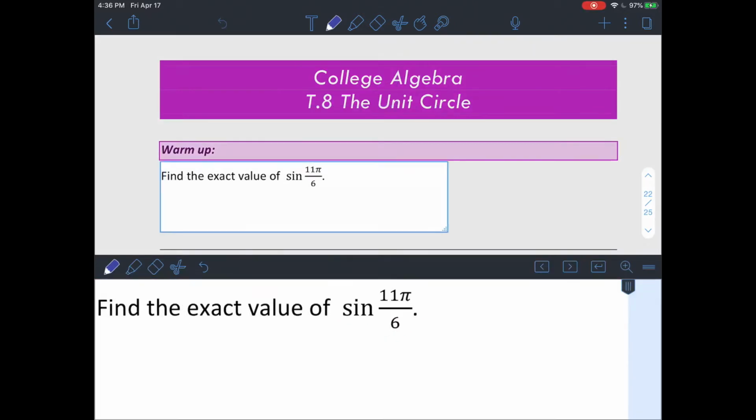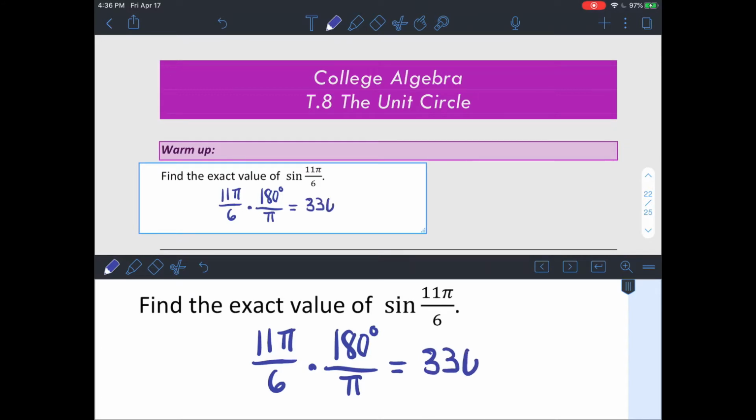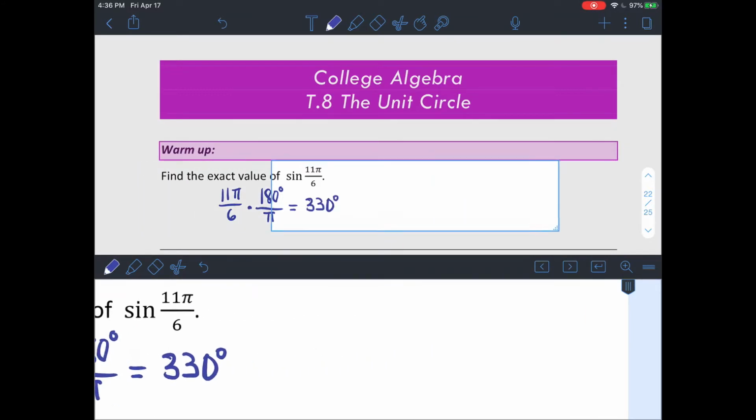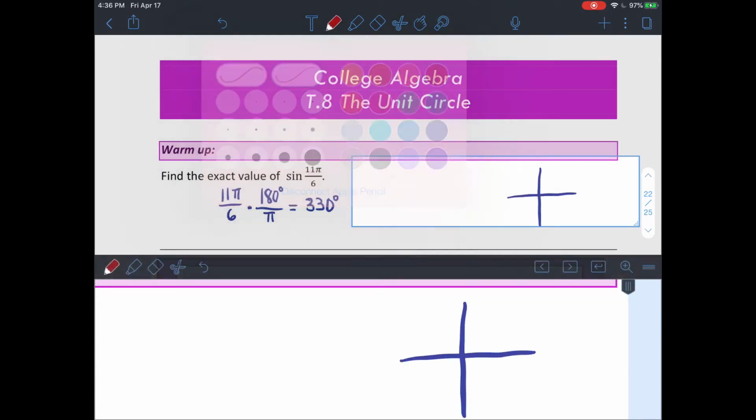Let's do a quick little refresher. Say you want the exact value of sine of 11 pi over 6. First, you would probably change it to degrees by multiplying by pi over 180, which would give you a 330-degree angle. And then you draw your angle in the coordinate plane to figure out your reference angle and use your special triangles.